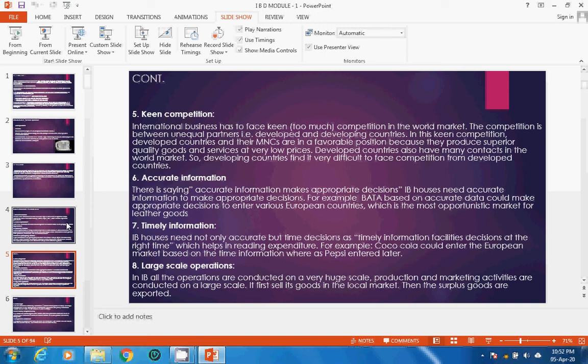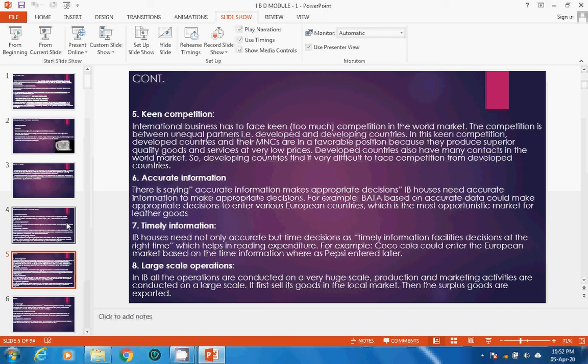Timely information. International business houses need not only accurate but also timely information, as it facilitates taking the right decisions at the right time, which helps in reducing expenditure, etc. For example, Coca Cola could enter into the European market based on timely information, whereas Pepsi entered later.